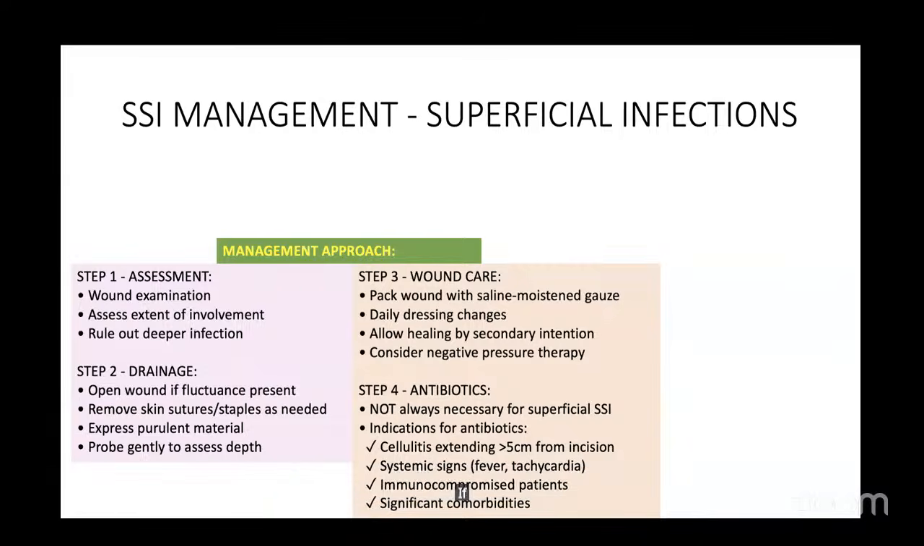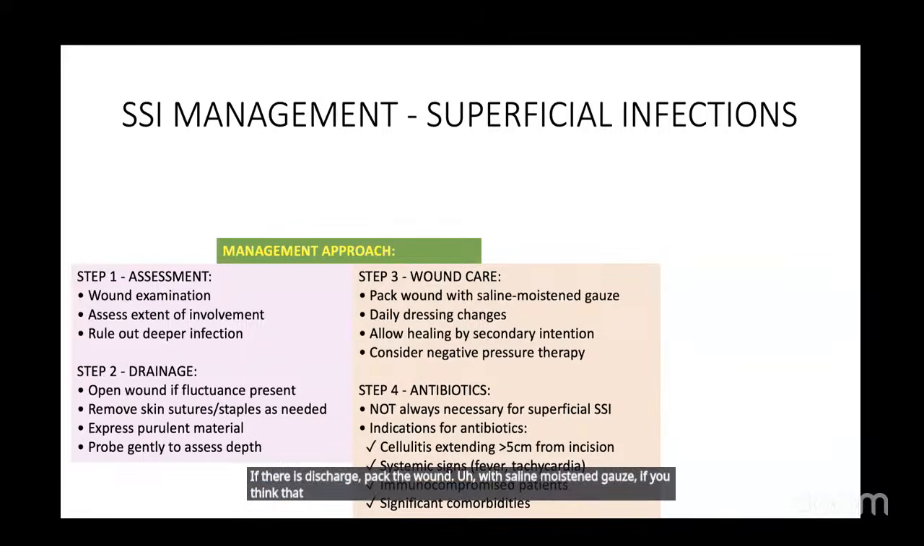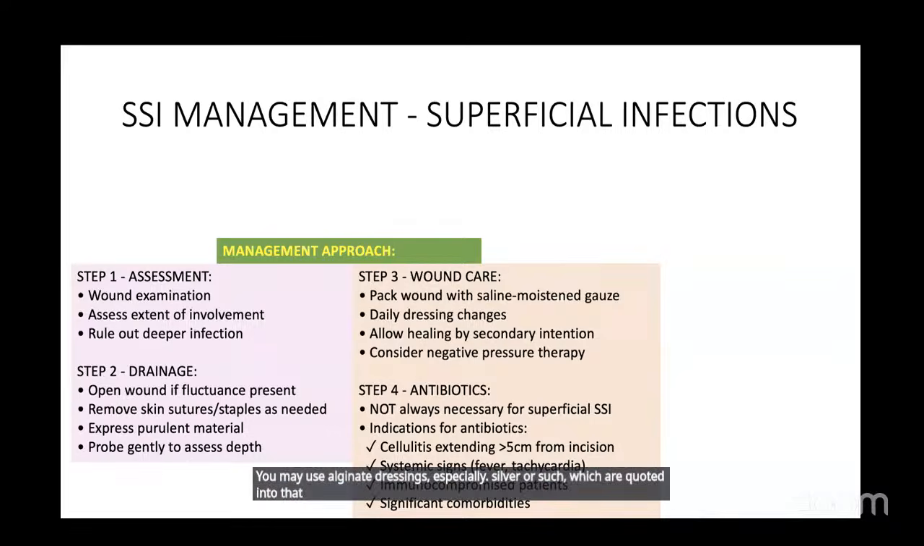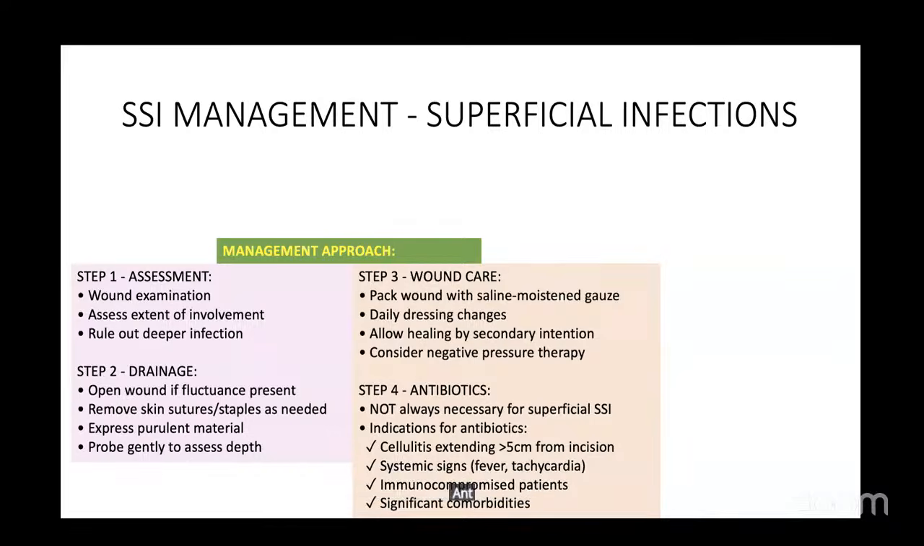If there is discharge, pack the wound with saline moistened gauze if you think that the wound is clean. But if you think that there is a little bit of infection or edema still present, you may use alginate dressings, especially silver or such, which are coated into that, which will give an additional antibiotic cover. The alginate is excellent for pulling in the moisture and edema, etc.